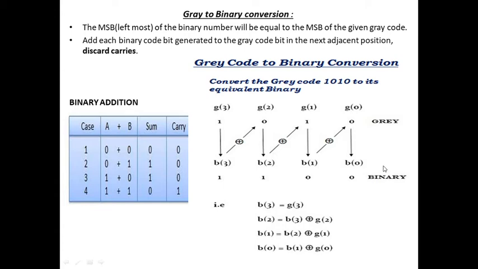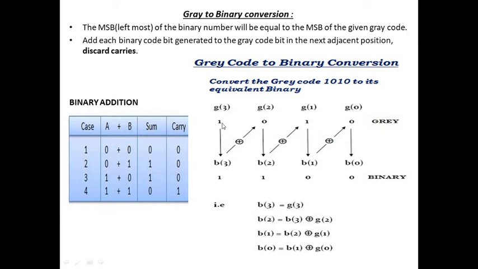Hello everyone. In this lecture, we will see how gray code is converted to binary code and binary code is converted to gray code. Now you'll be given a gray code like 1011 and you have to find out the equivalent binary of that. Now what are the steps? Remember that the MSB, that is the most significant bit, the leftmost bit of a binary number, will be equal to the MSB of the given gray code.